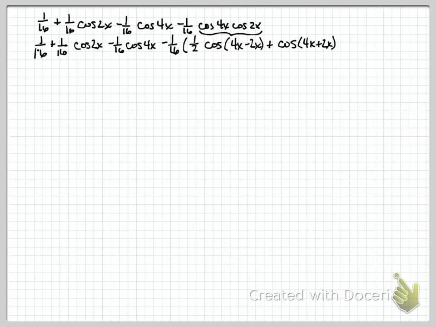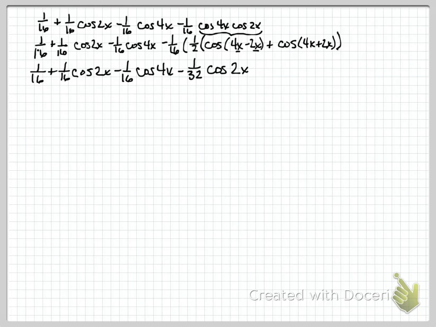Now let's just clean it up. Okay. So I get 1/16 plus the 1/16 times the cosine of 2x minus 1/16 times the cosine of 4x. Now I'm just distributing the 1/16. 1/16 times 1/2 is 1/32. Cosine of 4x minus 2x is 2x. Negative 1/16 times, hold on here. I forgot to put a parenthesis here, guys. There's a parenthesis all around this 1/2. So the 1/2 goes to both things in the denominator. So minus another 1/32, I'm sorry, the cosine of 4x plus 2x, and that's 6x.